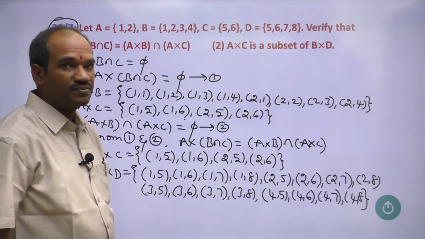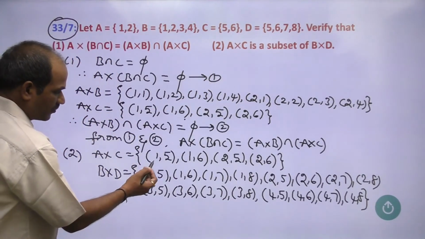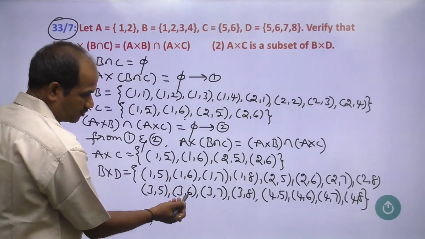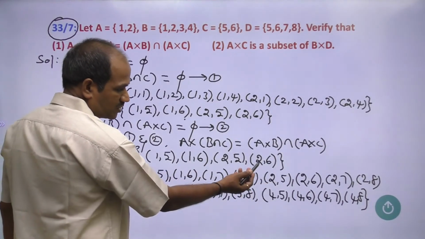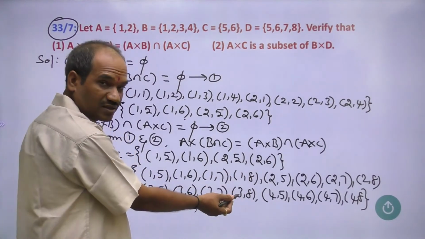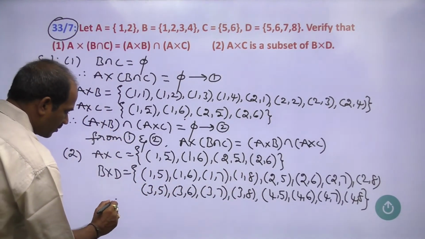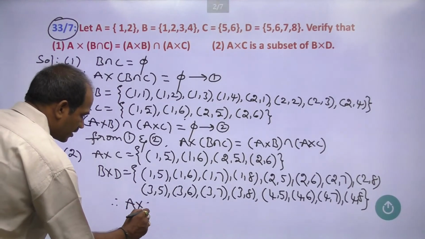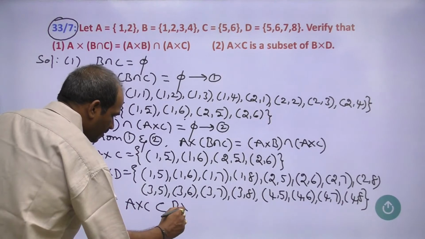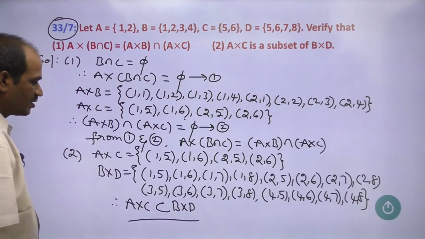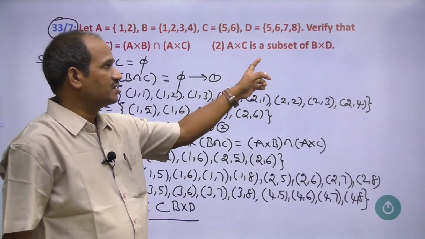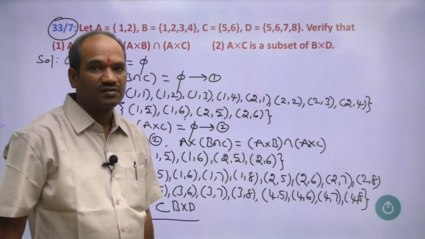A×C is a subset of B×D. Subset means these elements 1,5 belongs to this set, 1,6 also, 2,5 belongs to this one, 2,6 also. So all elements belong to this set. Therefore A×C is a subset of B×D. This is the subset symbol. So this is satisfied also.